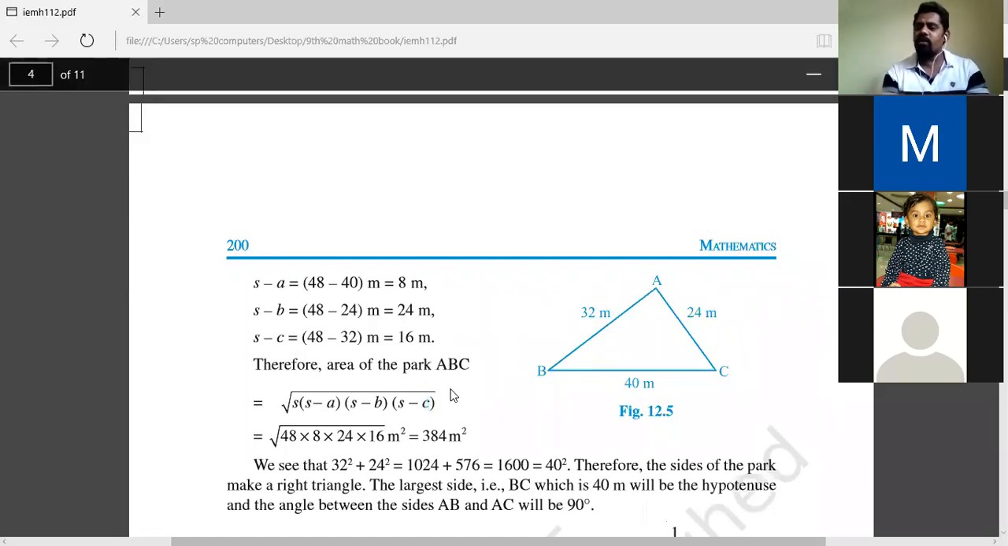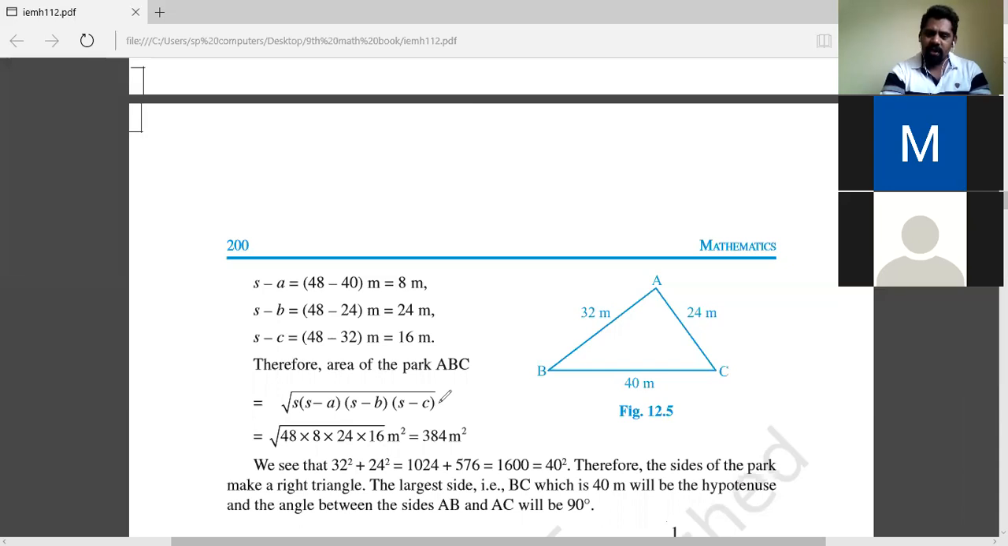In the same way, meter into meter into meter into meter, meter to the power 4. Is it or not? You get here under the root m to the power 4. If you bring it outside the root, m square, because the square root will reduce the power to half. The square root of m to the power 4 comes to m square. Understand? Half of it will come. So that is the reason why this is m square, and the unit comes as m square.